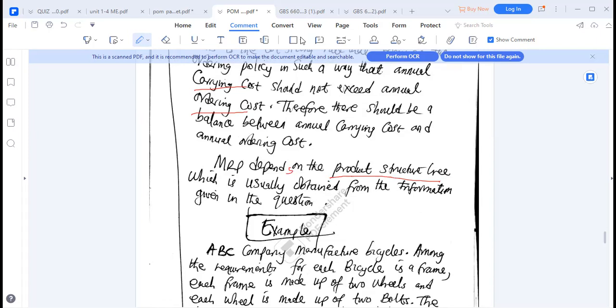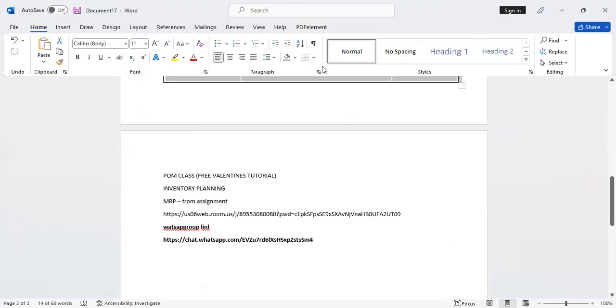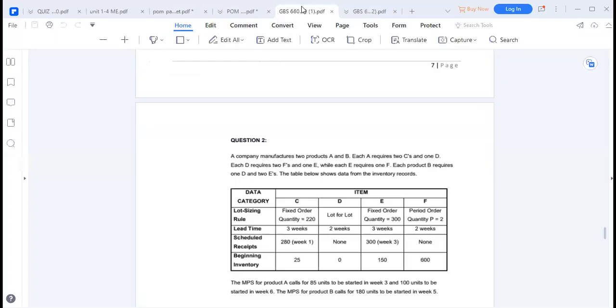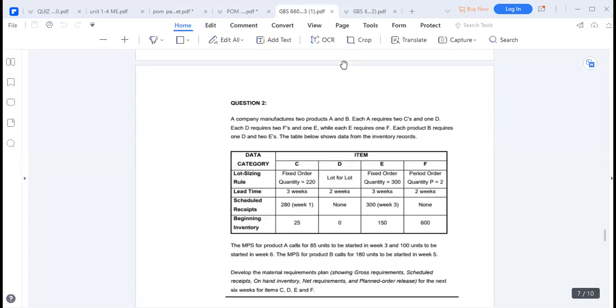All right, so we are now looking at a question that came in an exam or an assignment. Okay, so we can now look at this question.